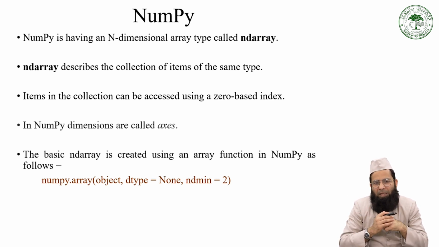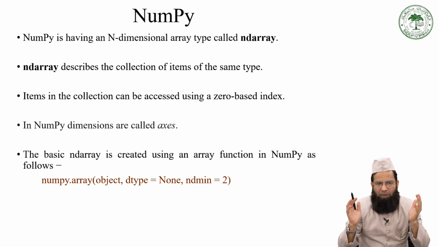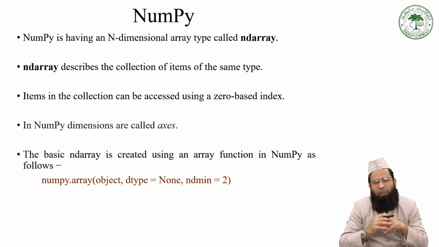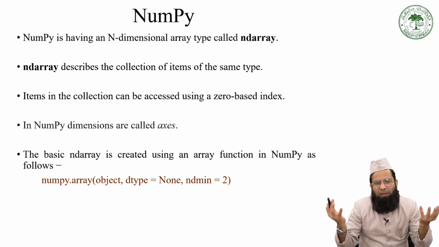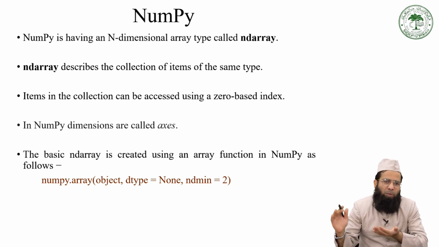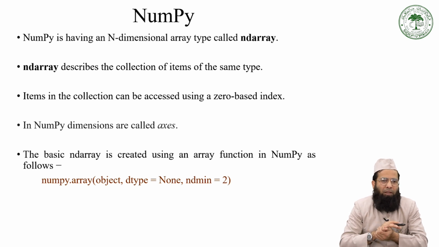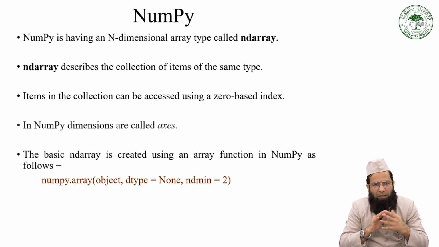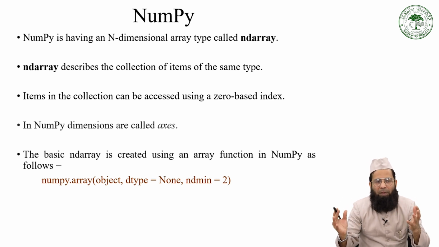An ndarray describes the collection of items of the same type. Actually, the beauty with NumPy is that the data inside the NumPy array is supposed to be of the same type. Although you can declare different types of data as well, we use it to save similar data types inside the NumPy array.